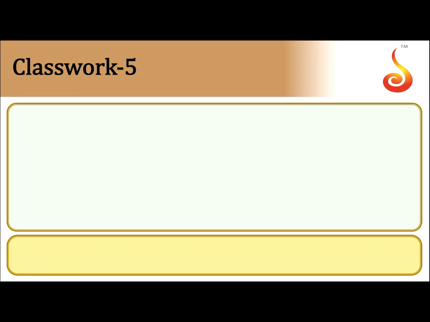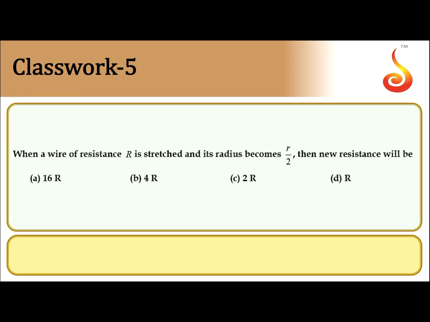Next one. When a wire of resistance R is stretched and its radius becomes R by 2, the new resistance will be. Initial resistance R1 is equal to R, and that is given by rho L divided by A, pi into r whole square. And the final resistance is R dash, rho into. You notice that the length becomes L dash and the radius becomes r dash.